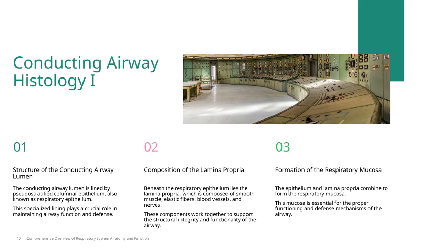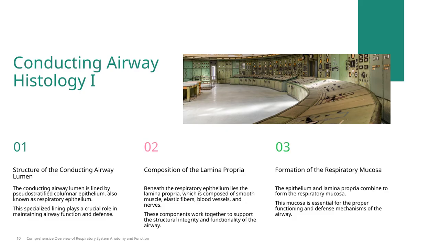Moving on, let's discuss the structure of the conducting airway lumen. This lumen is lined by what we call pseudostratified columnar epithelium, often referred to as respiratory epithelium. This specialized lining is crucial because it not only facilitates the passage of air, but also plays a vital role in protecting the airway from pathogens and debris. Its structure is tailored to support both airway function and defense mechanisms.